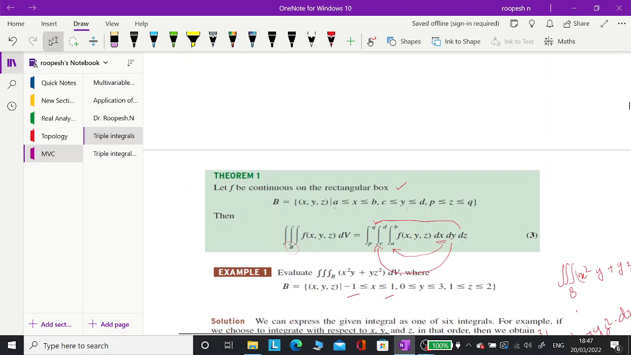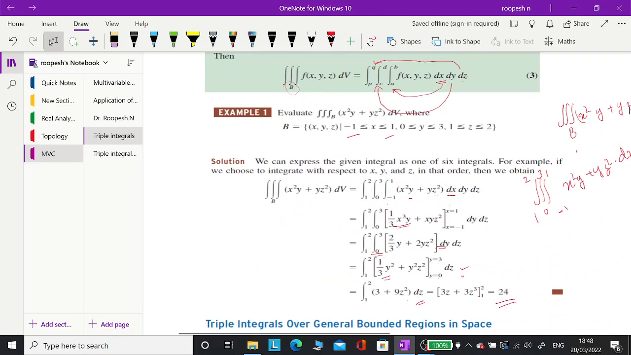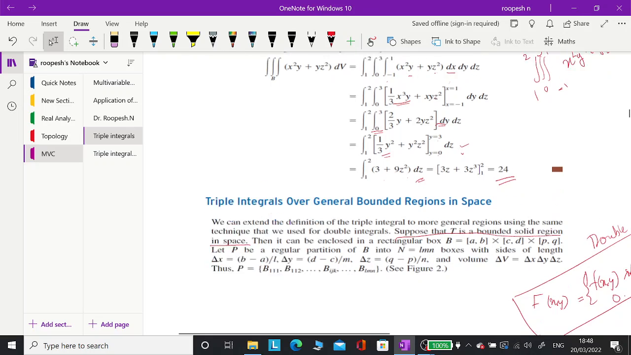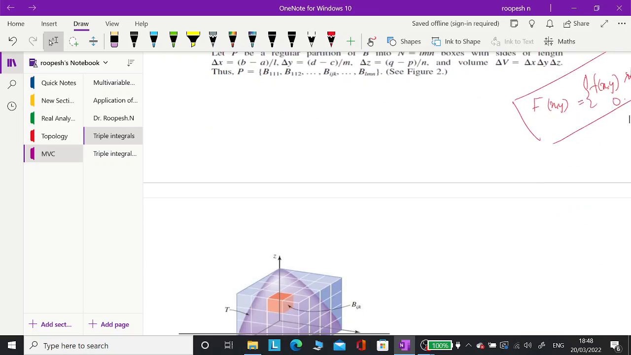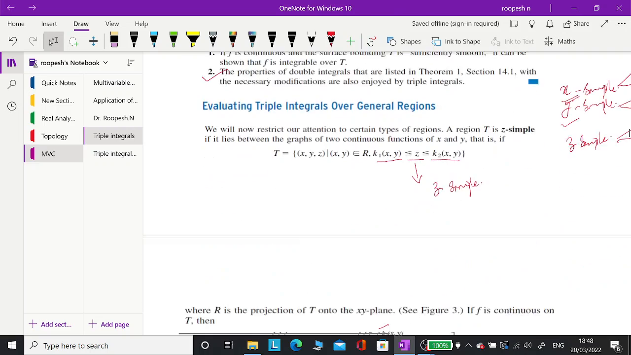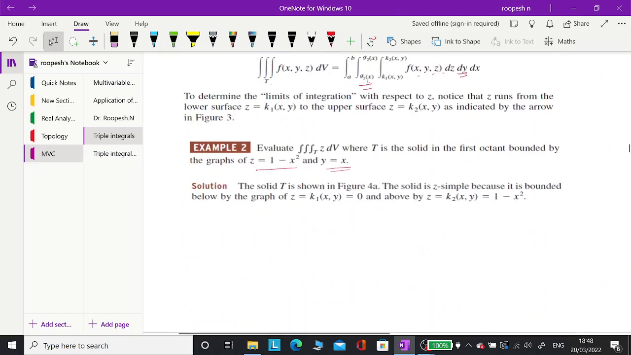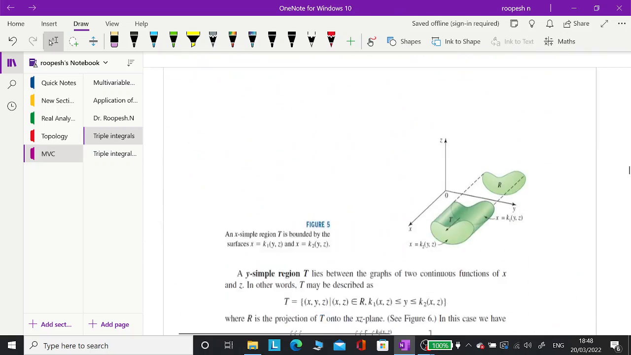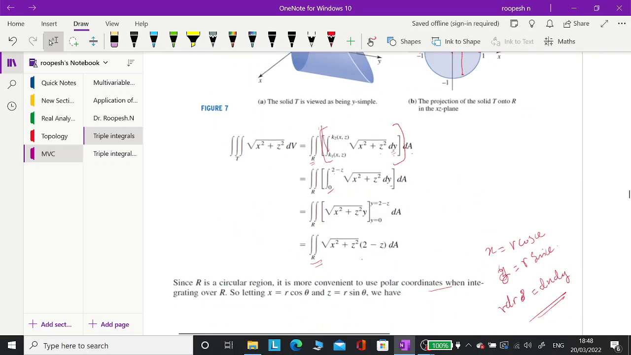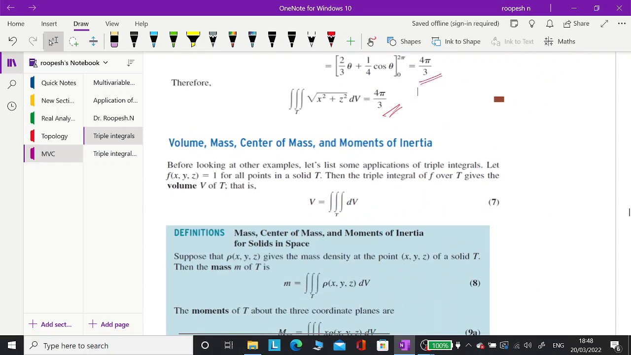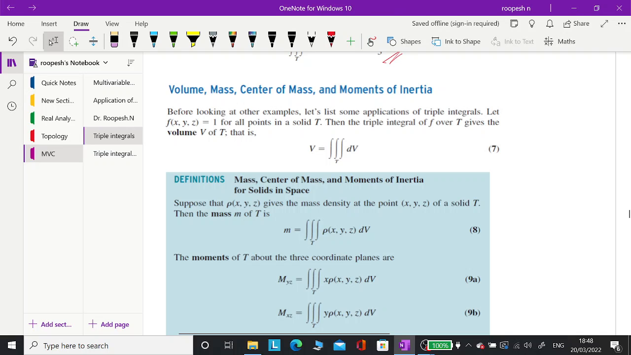We covered the definition of triple integration, the theorem relating triple integrals, triple integrals over general bounded regions in space, and how we can calculate triple integrals. Today we are going to deal with volume, mass, center of mass, and moment of inertia. The volume is given as the triple integral over T of dV, and the mass, center of mass, and moment of inertia of the bodies are given by the formulas.